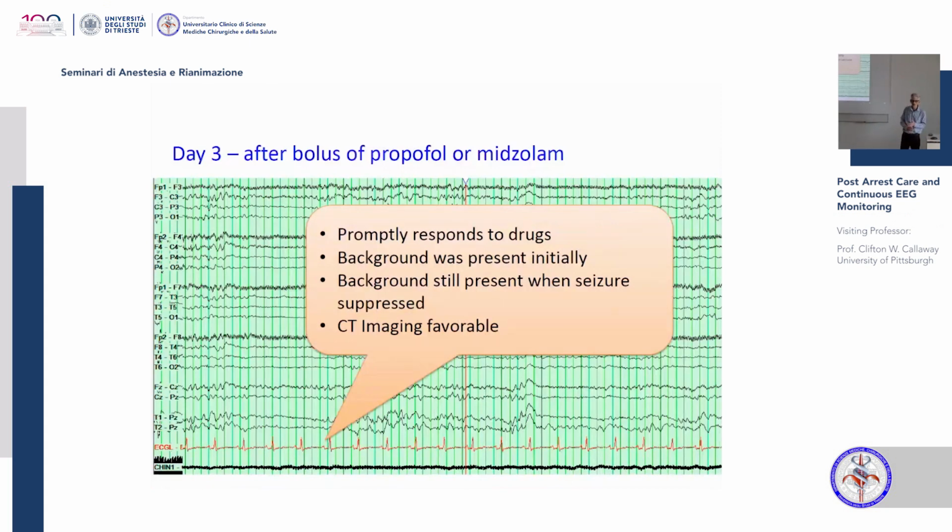He's promptly responding to drugs, but he's taking a lot of drugs. He had a background initially. When I first put on the EEG, it was not flat. He had cortical activity. Even when I suppress seizures, there's some cortical activity behind it. I expect some suppression just from anesthetics, but there are clearly normal brain waves behind the seizure. And he had good imaging.